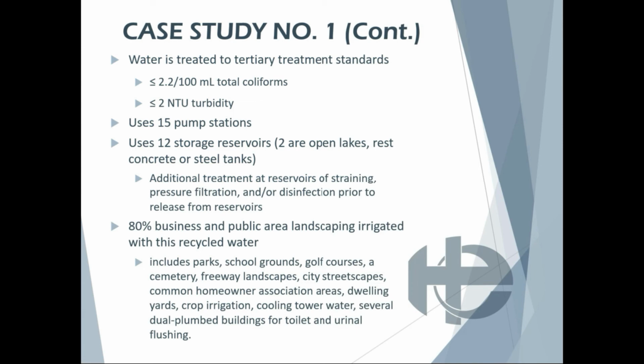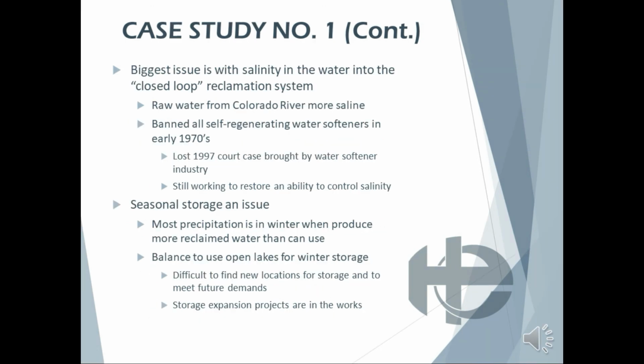And about 80% of the business and public area landscaping is currently irrigated with this recycled water. That includes all kinds of parks, school grounds, golf courses, cemeteries, and so on. The biggest issue that this district has is with the salinity in the water, because it's a closed loop type of reclamation system. The raw water that comes from the Colorado River is quite saline. It's a very high total dissolved solids.